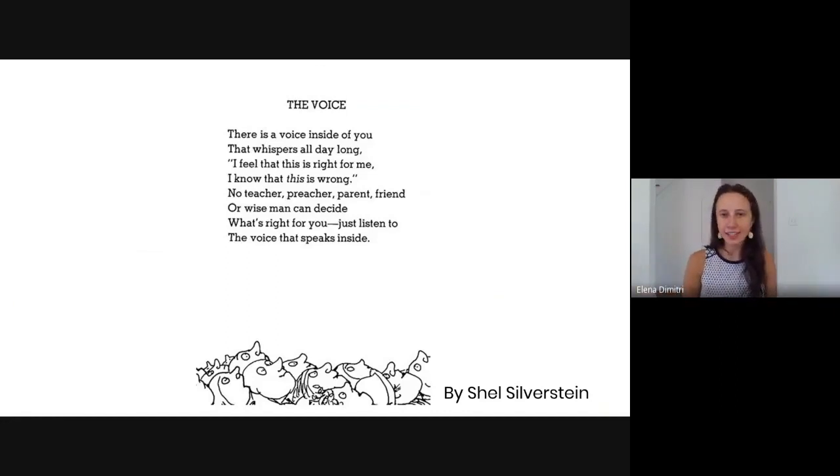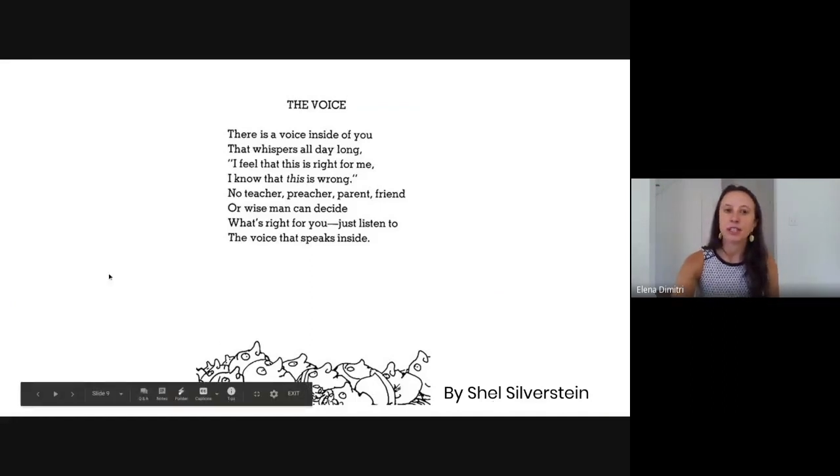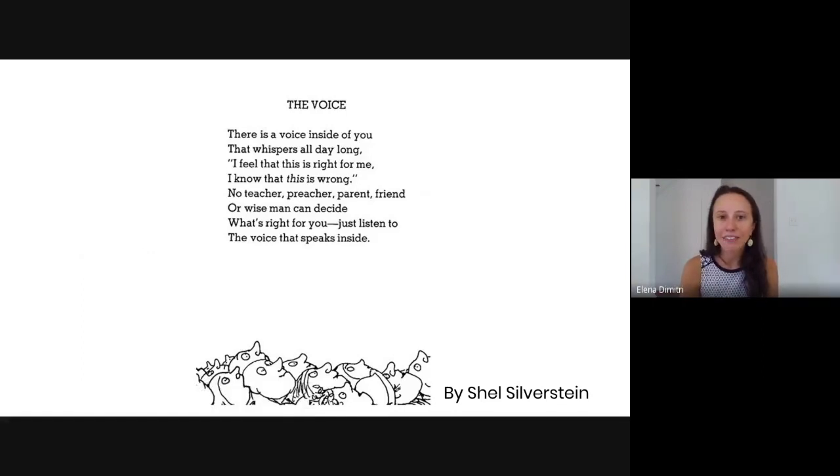This is a poem by Shel Silverstein, who is one of my favorite poets. You may have read Where the Sidewalk Ends or Falling Up. Those are great books that have a collection of poems by Shel Silverstein. So let's read this poem. I'll read it first, and then I would love for you to read it with me.